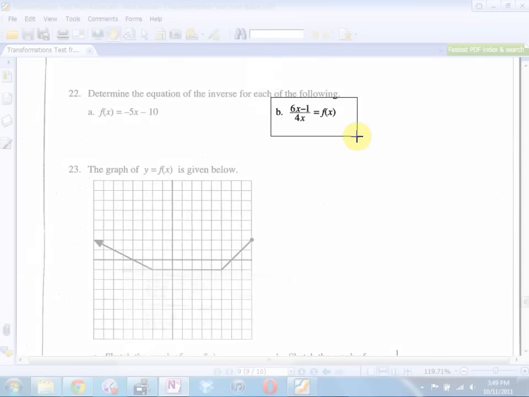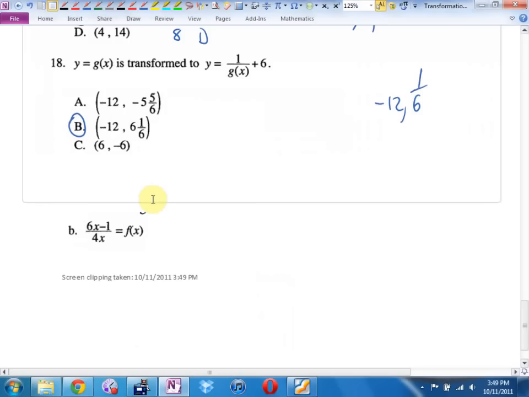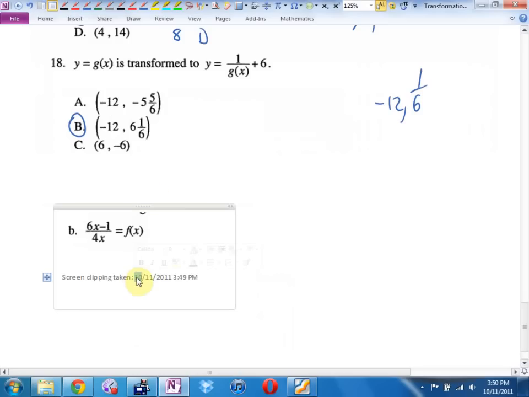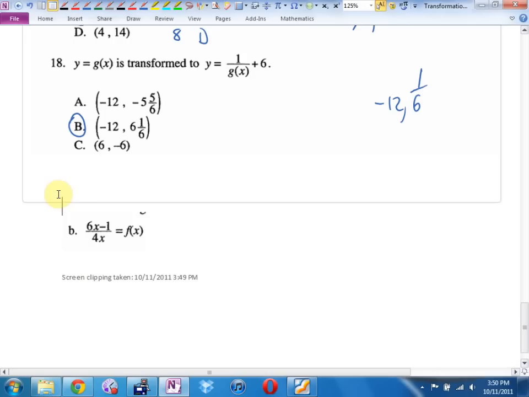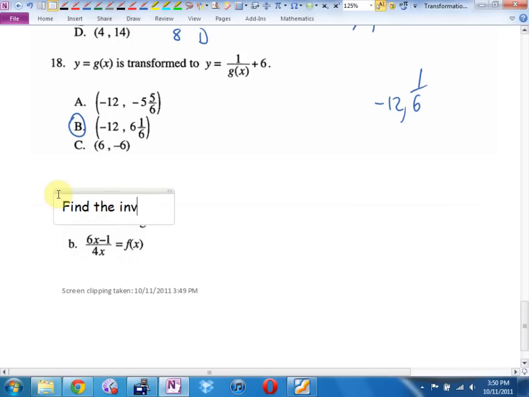So the instructions said, find the inverse. Eric, how do you find an inverse? Without a pause for some mystical reason, I'm going to ask you again. Say it again without a sudden strange little pause in your answer. How do I find an inverse?